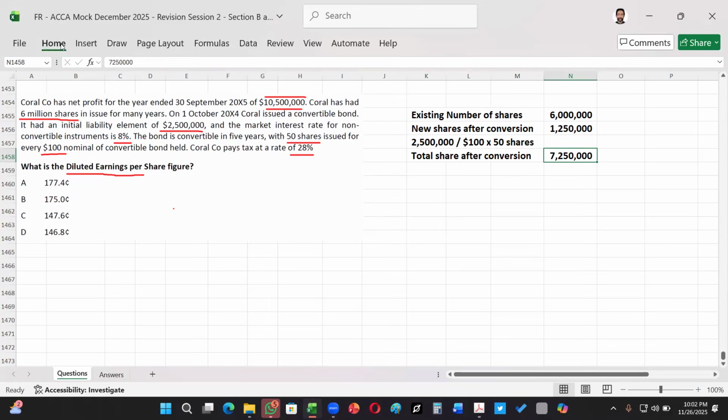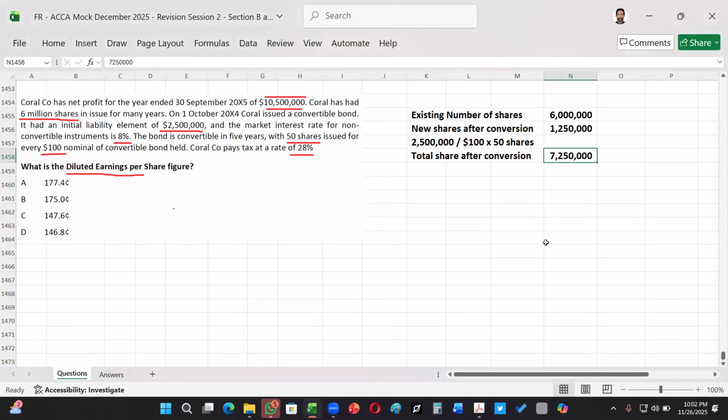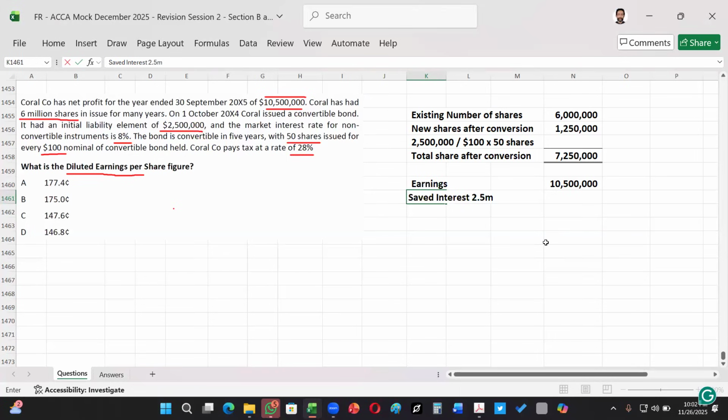I would say you think the same. There was no technicality here. We could easily calculate the number of shares. Now comes the earnings part. So the earnings, they have given us the earnings as 10.5 million. And now we have a saved interest. We have some interest saved. So how much is the interest? The interest is, we could say 2.5 million multiplied by 8%.